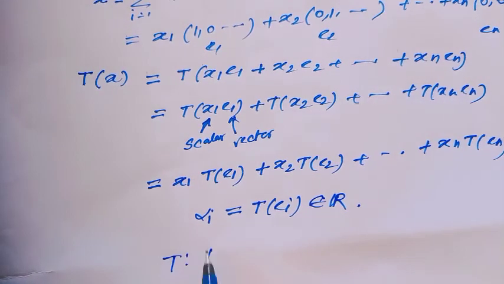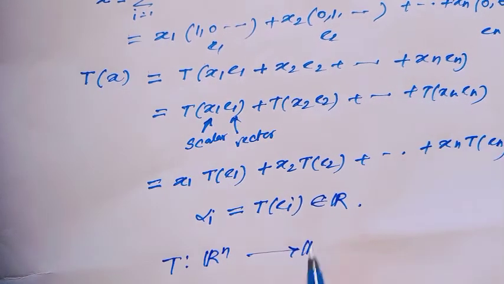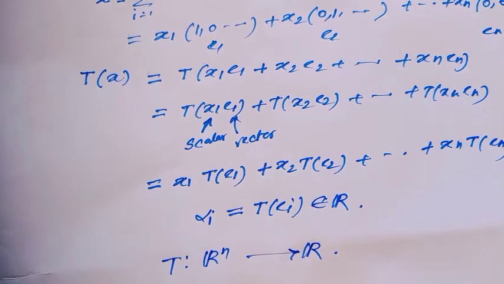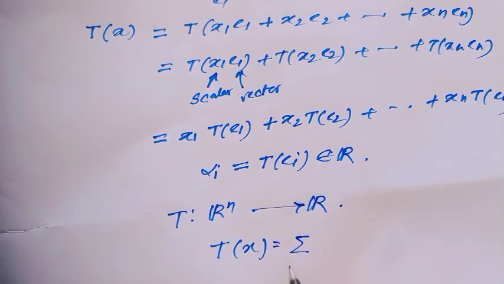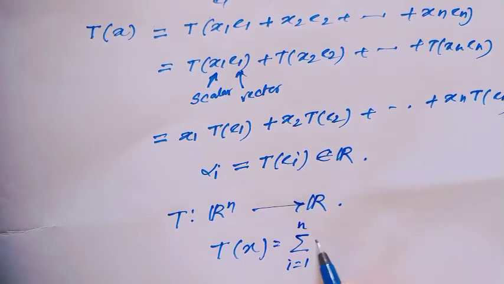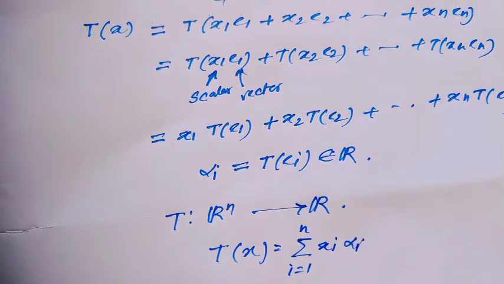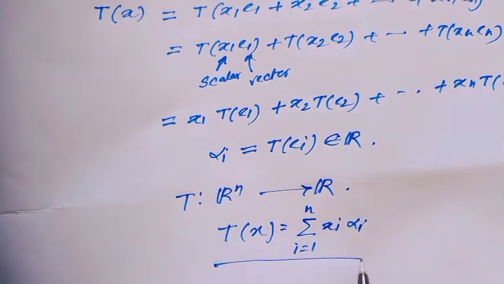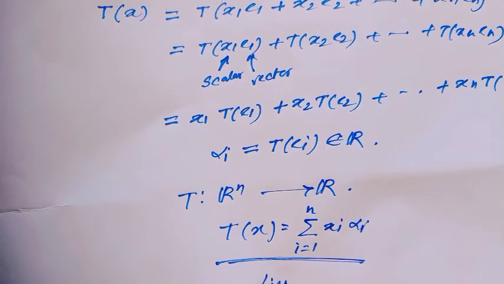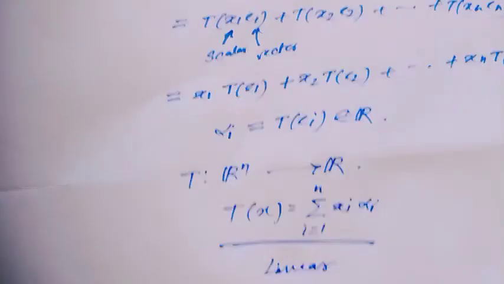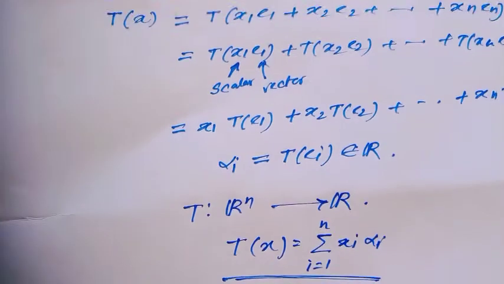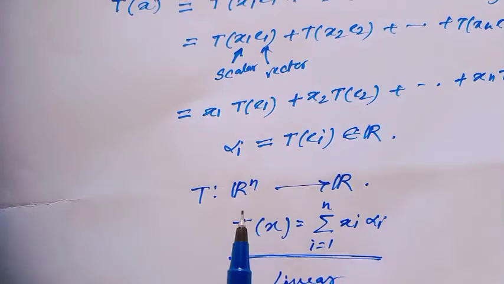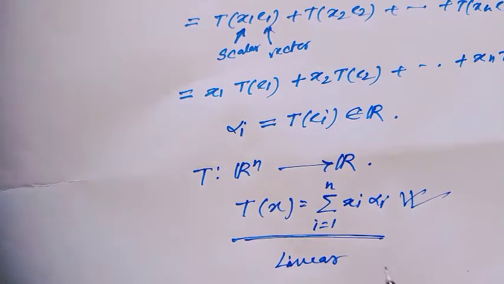Then the mapping is such type T from Rn to R such that T of x equal to summation i equal to 1 to n of xi lambda i. Are you getting the mapping? And similar to before, this mapping is obviously a linear mapping. Check it on your own. That means when the transformation T is from Rn to R, then such type of function would be linear.